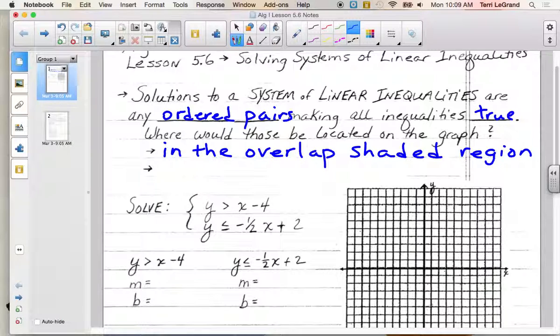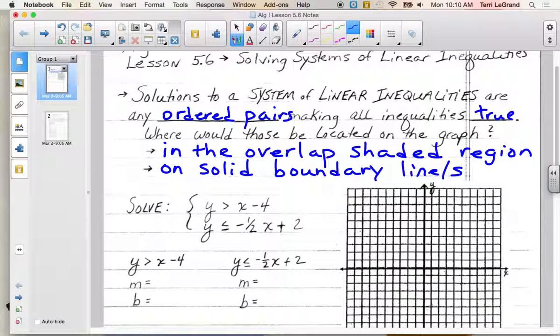And the other place that we will find them is on solid boundary lines. I'll say boundary line or lines. We'll do that like this. But we got to be really careful. Only on that part that surrounds the overlap region.